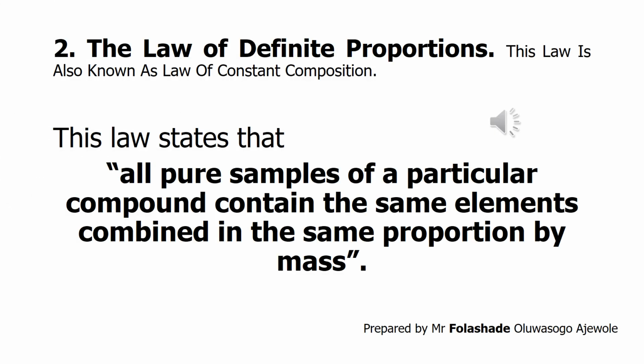The second law of chemical combination we'll be considering is the law of definite proportions. This law is also known as the law of constant composition, and it states that all pure samples of a particular compound contain the same elements combined in the same proportion by mass.